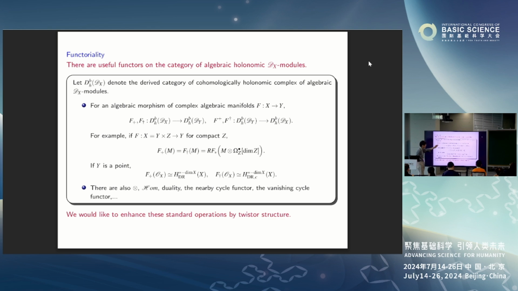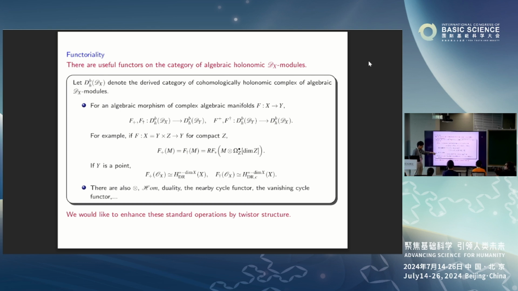So we consider the derived category. And for any algebraic morphism of complex algebraic manifolds, we have two types of direct image functors and two types of inverse image functors. And I don't explain the precise definition of these functors. But for example, if X is a product of Y and Z, and f is the projection to Y, and suppose Z is compact, then the two direct image functors are the same, and it is given by the push forward of the relative de Rham complex of the D module.